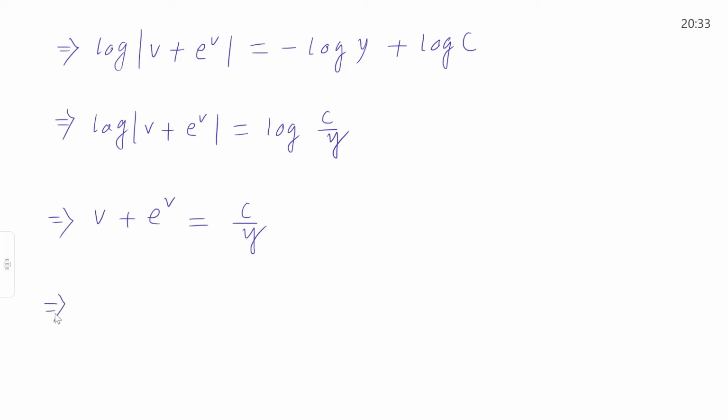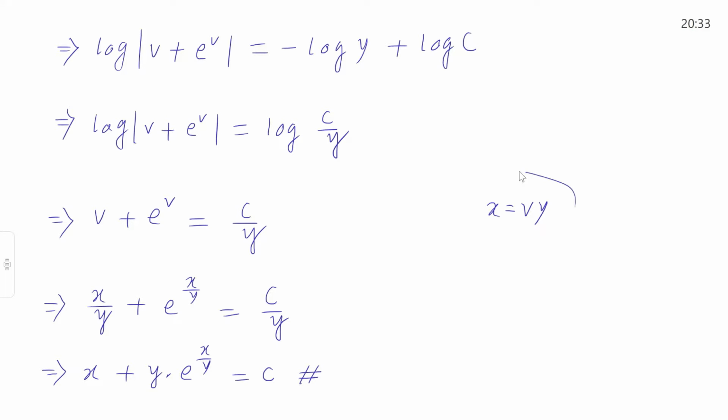Now eliminate logarithm, so it is v plus e to the power v is equal to c by y only. Now what is v this time? This time our substitution is x is equal to vy, so v is x by y. I write x by y plus e to the power x by y is equal to c by y. Multiply by y in the entire equation, so it is x plus y into e to the power x by y is equal to c. So you may leave the answer here. Okay, so that is the solution. Let me go to the next question.